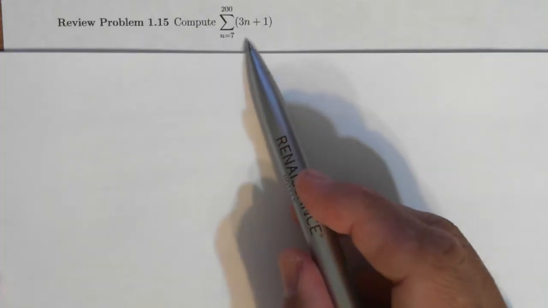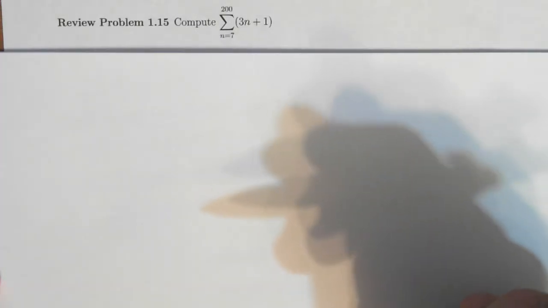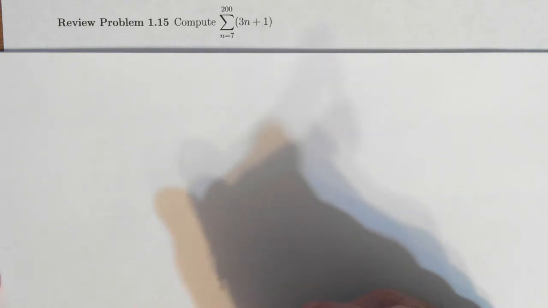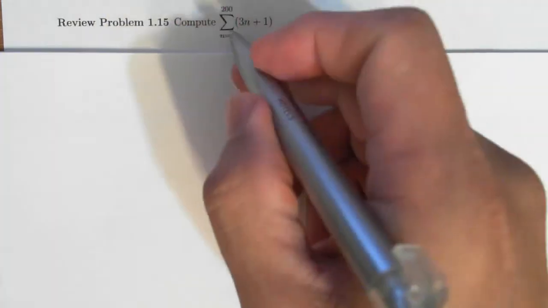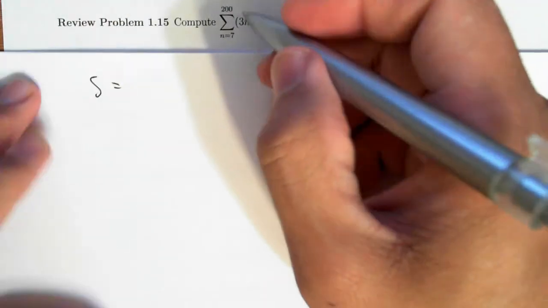Alright, let's take a look at this problem. Summation n equals 7 to 200 of 3n plus 1. And I'll actually give two different ways of doing this that both work. First things first, let's just plug in.